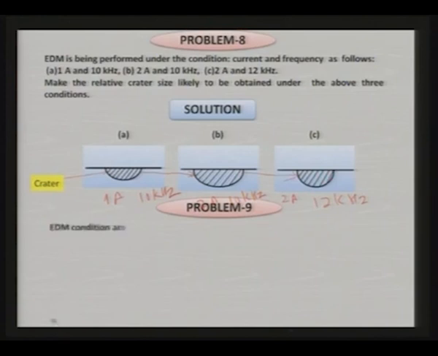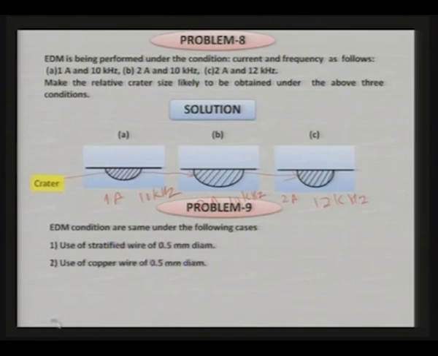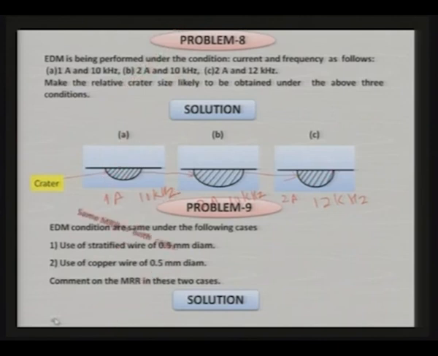Last problem: EDM conditions are the same under the following cases: use of stratified wire of 0.5 millimeter diameter and use of copper wire of 0.5 millimeter diameter. Comment on the MRR in these 2 cases. Although I have not discussed this stratified wire, I will discuss it in the next lecture, but the problem is given here. The solution says that you will get the same MRR in both cases. So, this particular problem of stratified wire I will discuss when I discuss wire EDM in the next lecture.